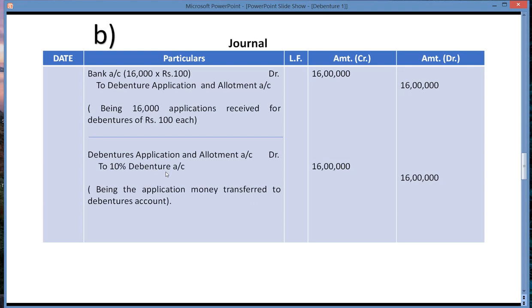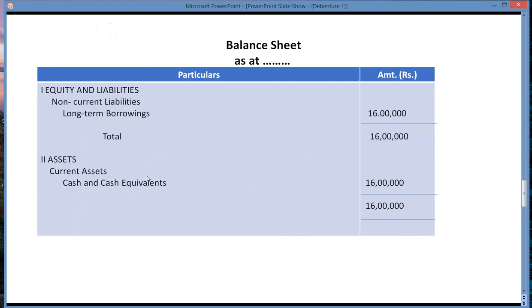It's very easy. In case of application, you first receive the money and then transfer it to the debenture account, and in case it is received in installments, then we have to make it due first and then receive the money.